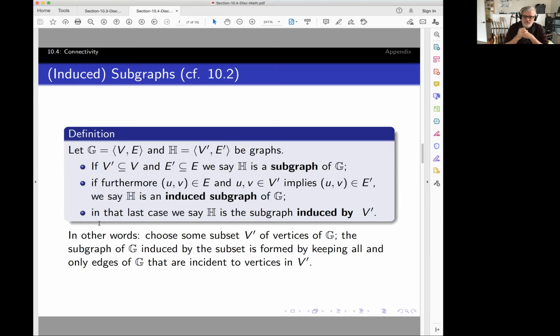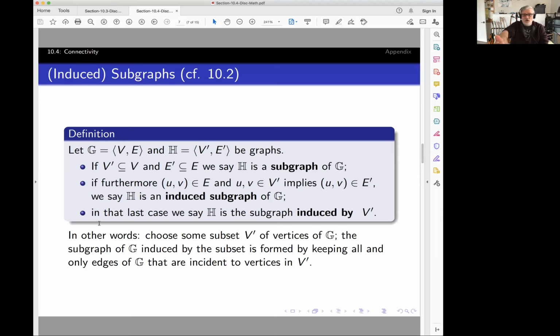I have two graphs, G and H. G has vertex set V, edge set E, and H has vertex set V prime and edge set E prime. I want to define the notion of subgraph, to say that H is a subgraph of G. So this is the more relaxed definition. I say that H is a subgraph of G if the vertices of H are vertices of G and the edges of H are edges of G. So that's what a subgraph is.